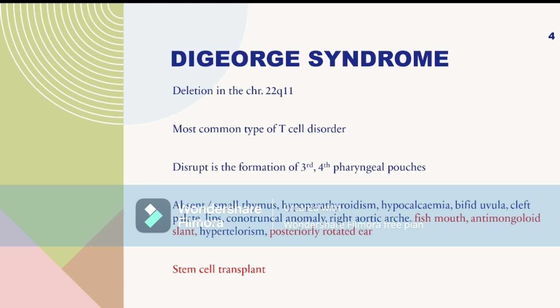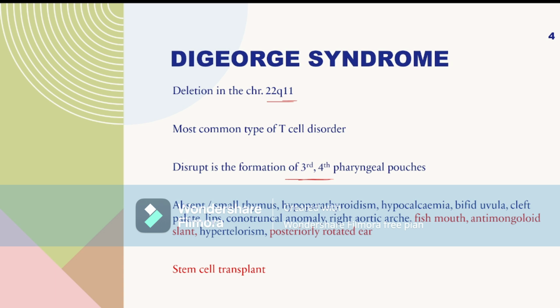In DiGeorge syndrome, what happens? There is a deletion of chromosome 22q11 gene, as a result of which there is a disruption of third and fourth branchial pouches formation. So the third and fourth branchial pouches mainly produce two things: one is the thymus, one is the parathyroid, and also the face.